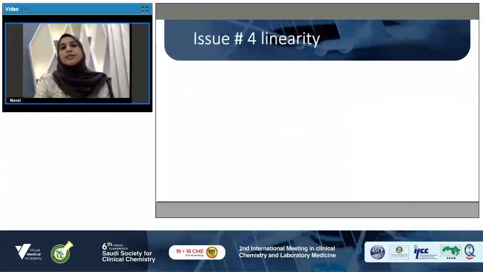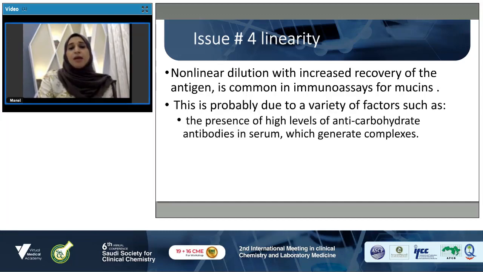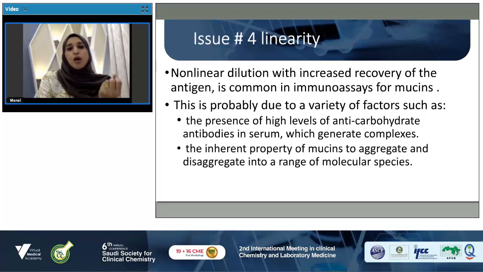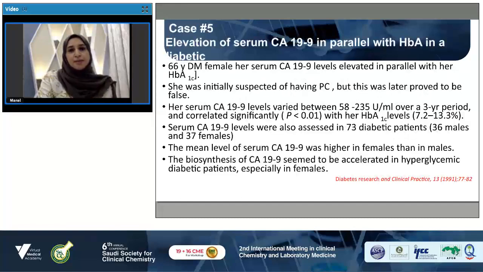Issue number 4 is linearity. There is nonlinear dilution, which increases the recovery of the antigen, very common in immunoassays, especially for the mucin. The reason for that could be because there is a high level of anti-carbohydrate antibodies to the mucin, which generates complexes, or the mucin itself has the property of aggregating and disaggregating as a range of molecular species, or it could be a matrix effect, but it is an issue with linearity.